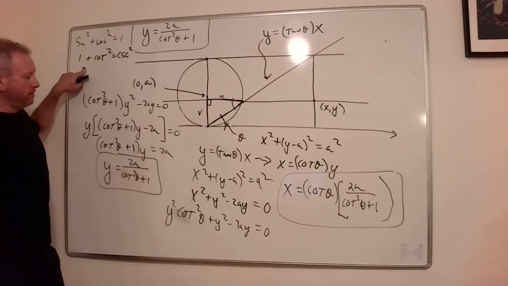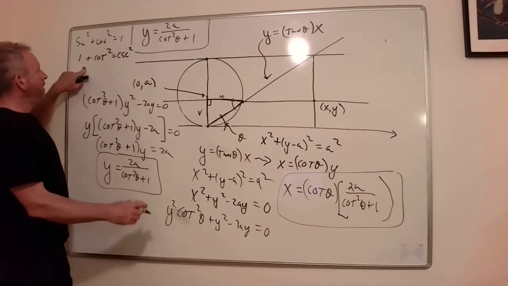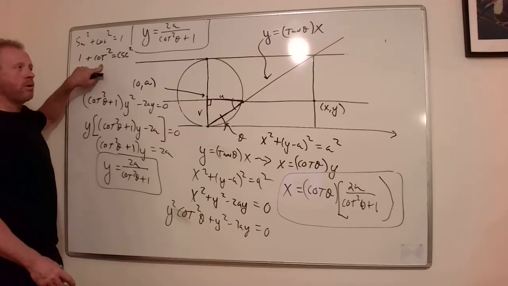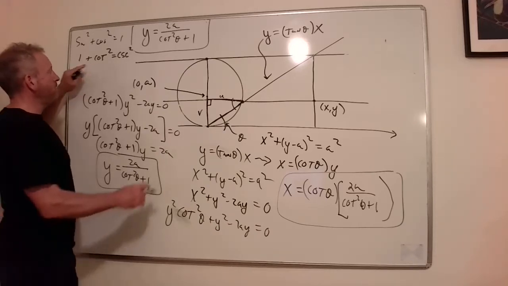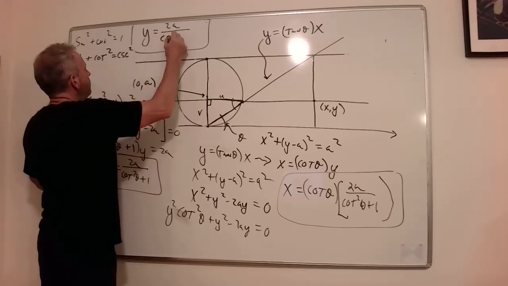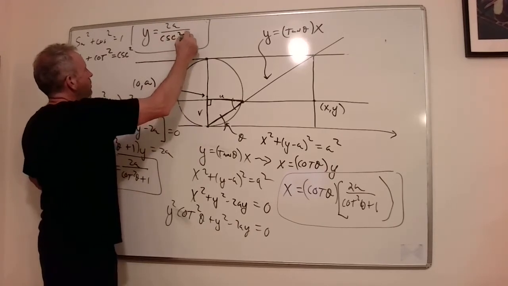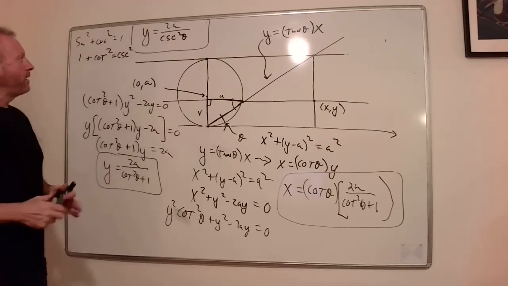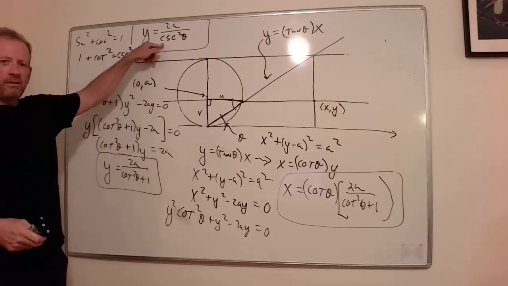Well, there's an identity, and that's kind of nice. And I think I'll take it. So 1 plus cotangent squared is equal to cosecant squared. So cosecant squared. Oh, but that's not bad, because look, we've got cosecant in the denominator.